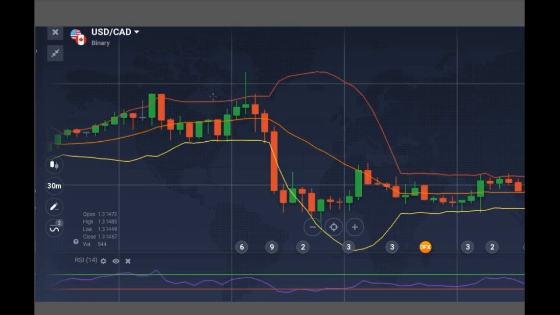What I mean by that is this: 30 minutes is a lot of time in binary options. Four 30 minutes candles is already 2 hours. If you are having 8 candles of 30 minutes, that's 4 hours, right?